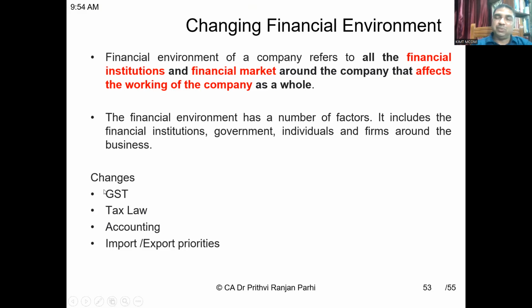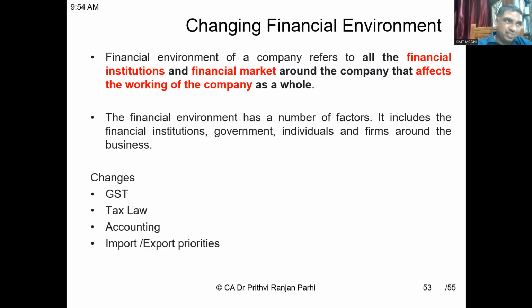Let us say earlier GST was not there. Since 2017, GST law is implemented. Similarly, tax laws, income tax law, are continuously changing. Our accounting principles, that means rules and regulations, the accounting framework, also keep on changing. Priorities of the government so far as imports and exports also keep on changing. So all these things are dynamic. They keep on changing quite frequently.